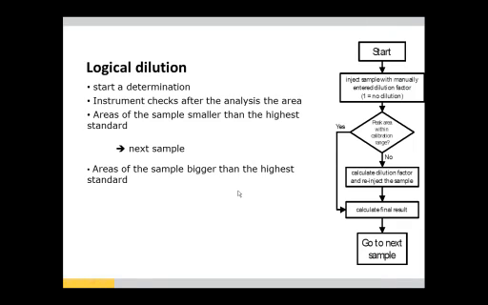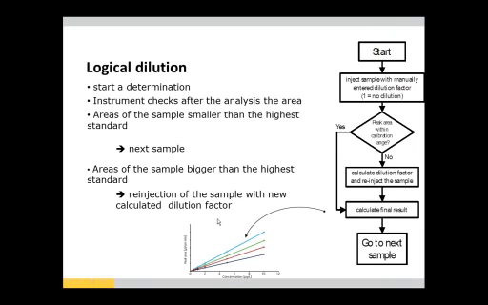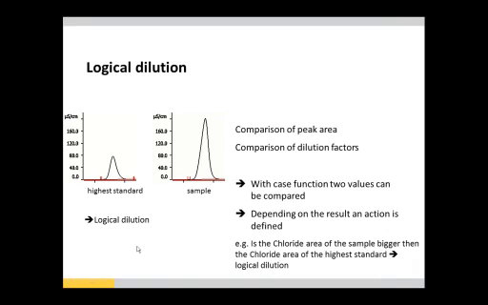In case the area of the sample is bigger than the highest standard of the calibration, meaning it is away from the established calibration, then the system can automatically re-inject the sample to fit it into the established calibration curve. The entire process is completely automated, and from the analytical chemist's point of view, you can just leave the sample. As I explained earlier, the logical dilution works on the basis of comparison of the highest standard area versus the sample. The ratio of the highest standard area and the sample is calculated, and based on that, the system can decide whether a dilution is necessary or not.